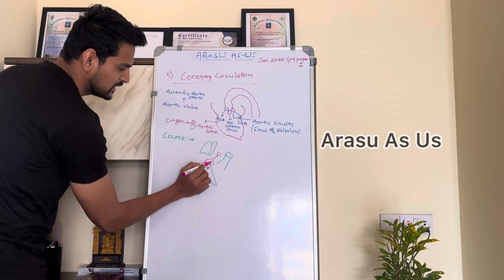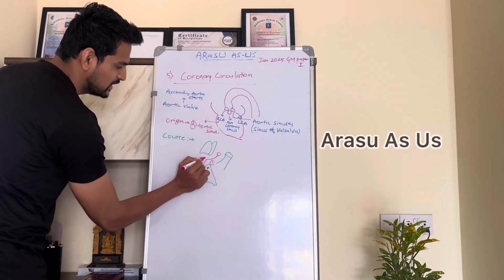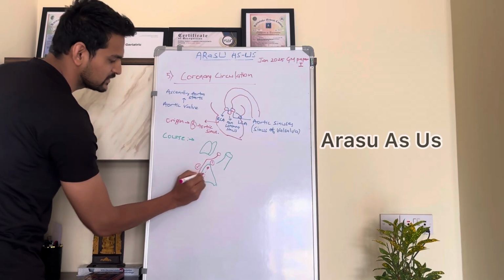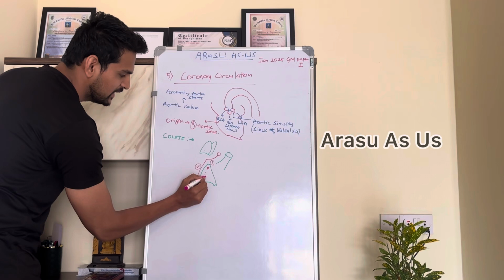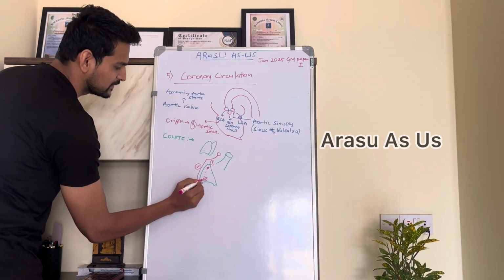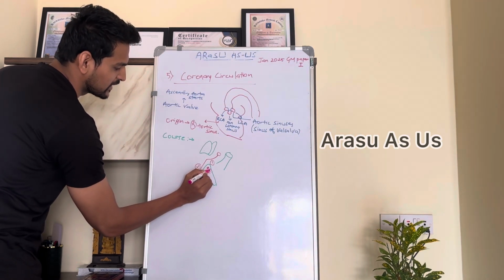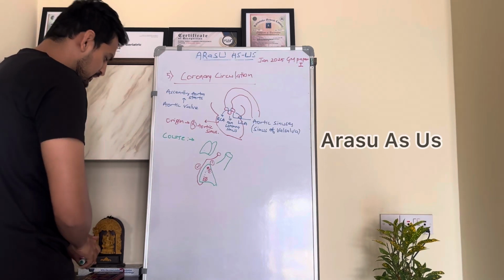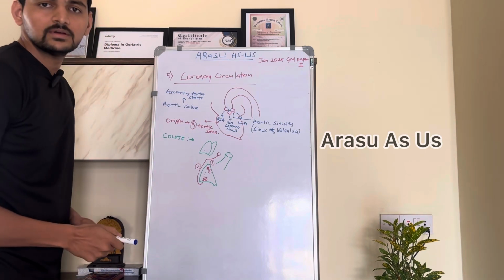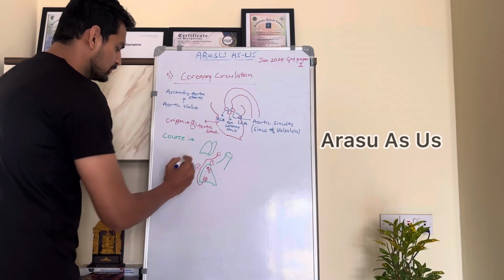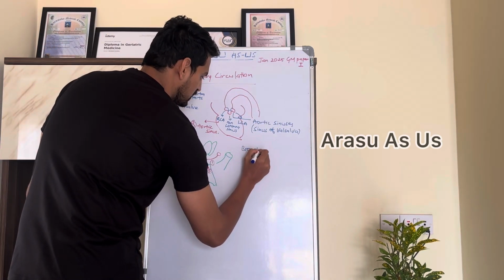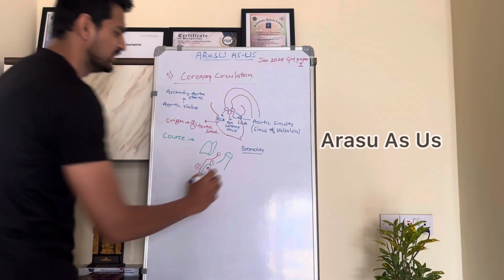So if we label the numbers, first one is in between the atrioventricular groove, then over the surface of the right ventricle, then mainly it will go in the posterior aspect, and finally it will end at the crux. This is the course of the right coronary artery. While passing through all these areas, it will give some branches, and those are very, very important. So what are the branches? Branches of RCA.